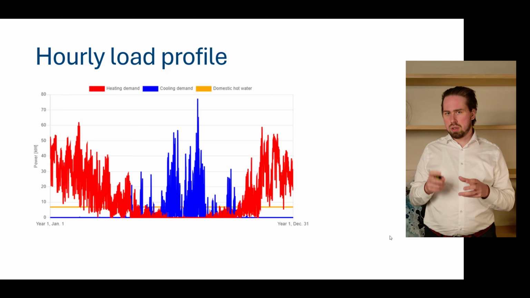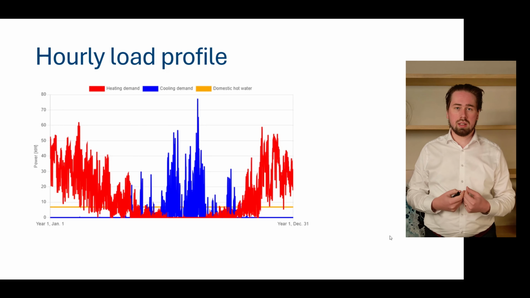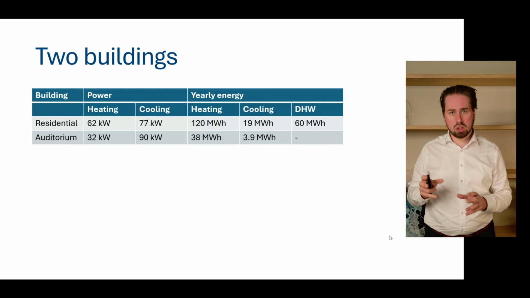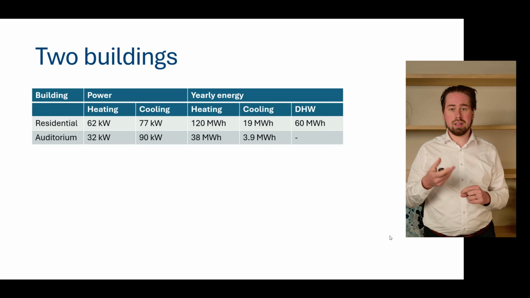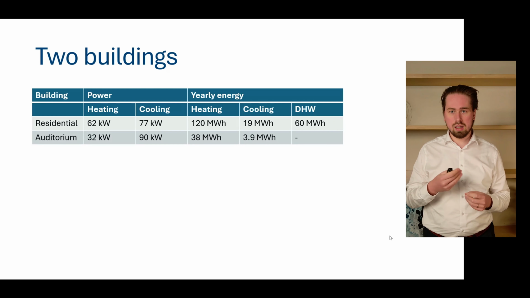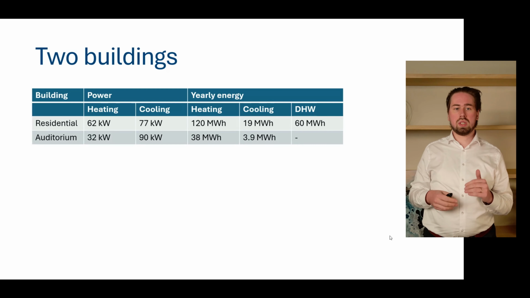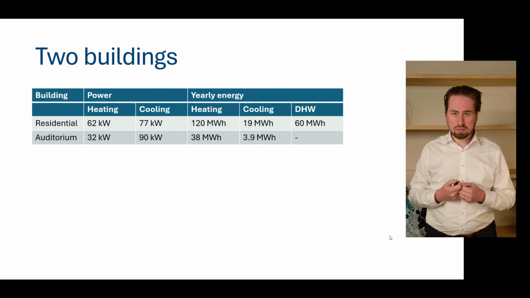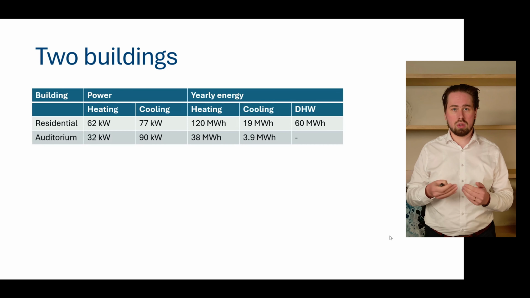Now, to illustrate the importance or the insights you can get when working with hourly when compared to monthly load profiles, we are going to simulate two buildings in GHG Tool. One residential building, and you saw the hourly profile before, which has significantly higher heating than cooling demand, also quite a high domestic hot water demand. And on the other hand, we have an auditorium building, which has not a lot of heating, but quite a high cooling power. So two completely different buildings, which will lead to two completely different temperature profiles, and we can learn different things from both of them.